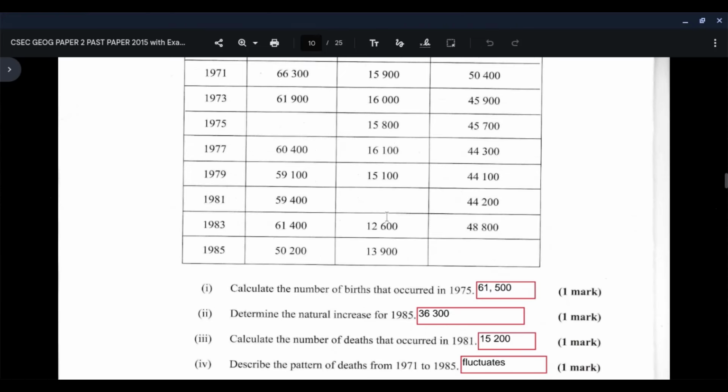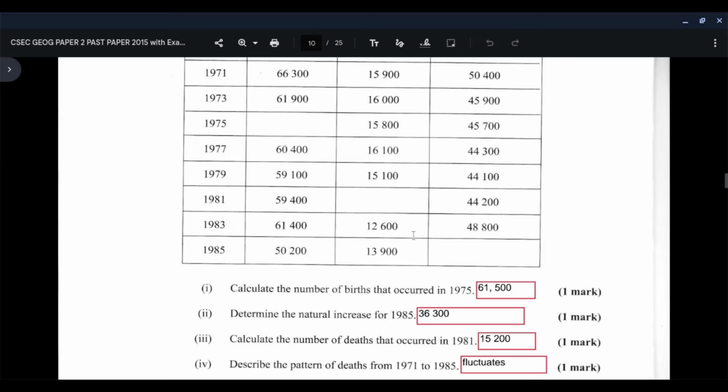Part 3 asks that we calculate the number of deaths that occur in 1981. So in 1981 we need to know how many deaths took place. In order to do that, we have to subtract the natural increase from the birth rate, which is 59,400 minus 44,200. We're left with 15,200. So the death rate is 15,200.